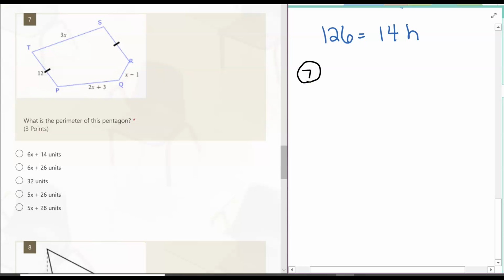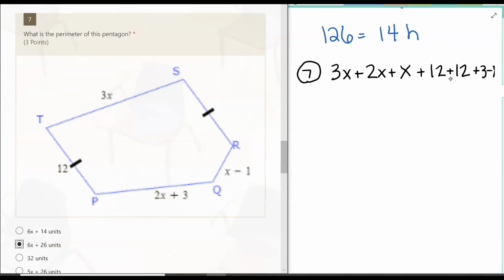What is the perimeter of this pentagon? So you just needed to add up all sides. If I look at all of the x terms, I know that I have 3x plus 2x plus 1x. So I know I have a total of 6 x's, so that leaves me already down to either choice 1 or 2. In addition to that, I have a 12 and another 12 plus 3 minus 1. So if I have 12 plus 12, that's 24, plus another 3 is 27, minus the 1, I have 6x plus 26.